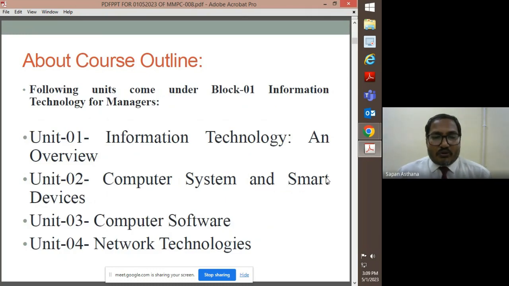Block 1 covers the following units: unit 1, the information technology overview; unit 2, computer systems and smart devices; unit 3, computer software; and unit 4, network technologies. Being a manager, all of you must know the general things about all of these.